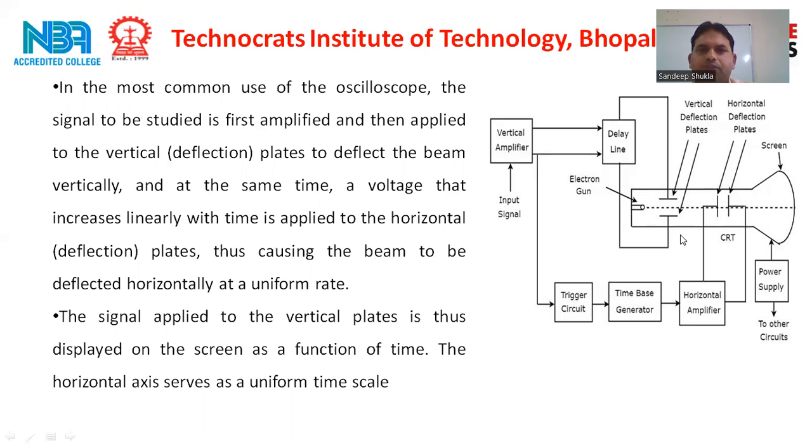In the most common use of the oscilloscope, the signal to be studied is first amplified and then applied to the vertical deflection plate to deflect the beam vertically. At the same time, a voltage that increases linearly with time is applied to the horizontal plates, causing the beam to be deflected horizontally at a uniform rate. The signal applied to the vertical plate is thus displayed on the screen as a function of time, and the horizontal axis serves as a uniform time scale.